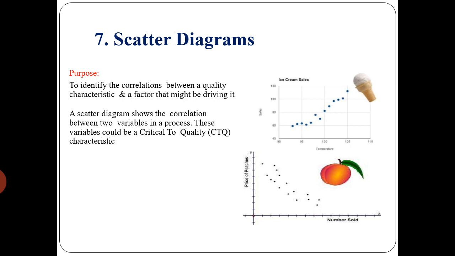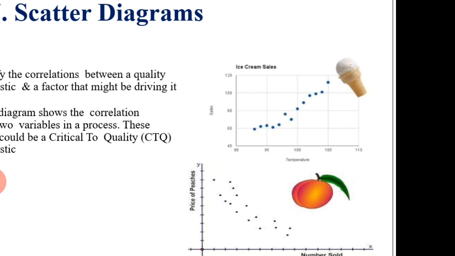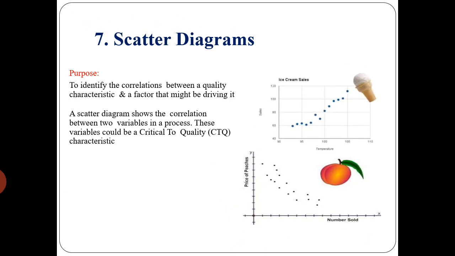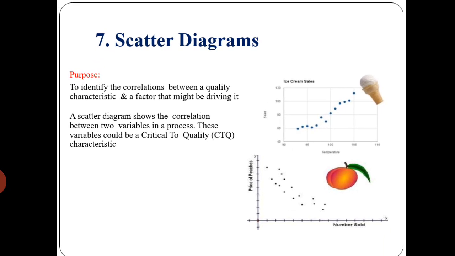See, in the diagram for ice cream sales, again it is the sales versus the temperature. So is there any relation between the sales and the temperature? Similarly, in the second one, the price of peaches, so price and quantity. Is there a correlation between the price and quantity? The correlation between the quantity and the price is analyzed through this scatter diagram.